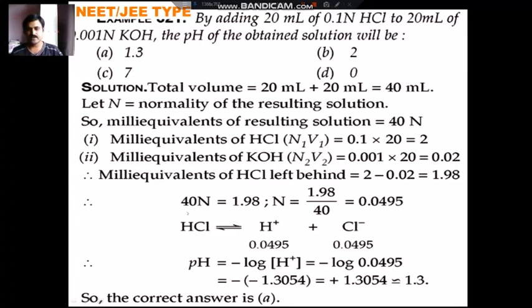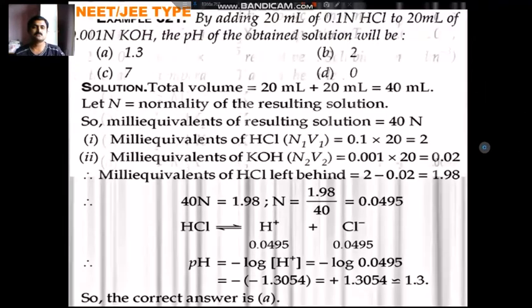So the expression 40N equals 1.98, so N became 0.0495. In the HCl ionization equation, the H plus concentration and Cl minus concentration are both the same, so we got 0.0495. After that, this value is substituted in the pH formula. Finally, upon simplification using logarithms, we got 1.3. So option A is the right option for this question.